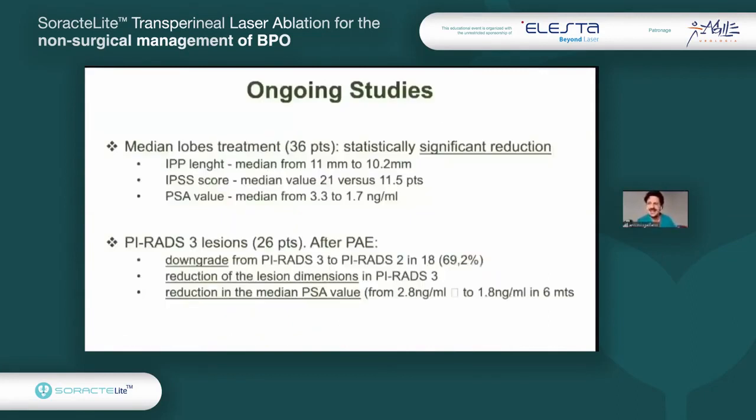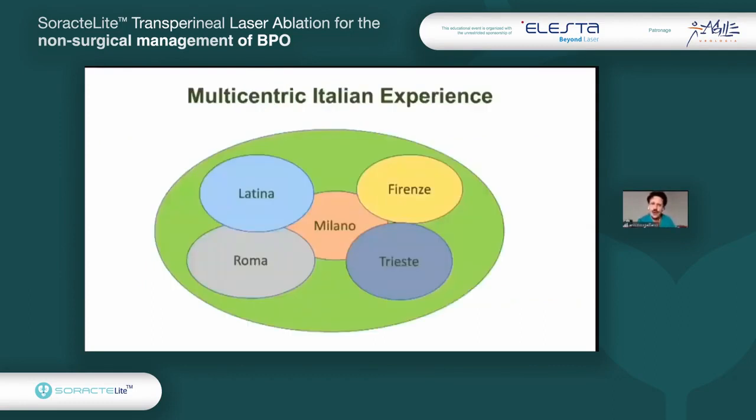By now we are studying the different indications, and what we can see is that the best results are in very large prostates. We are studying the treatment of median lobes that can be embolized selectively, and it was a good success in the retrospective analysis of data. We are studying what happens to patients undergoing PAE with a PI-RADS 3 lesion, and what happens after biopsy. Mostly they have a downgrade to PI-RADS 2, and a reduction of the dimension of the lesion. We are going on with a multicentric Italian experience. We have five centers giving us data, and we are collecting the results. And probably, if the abstract is accepted, we will show it at the EAU Congress.